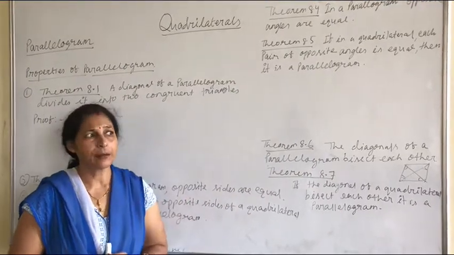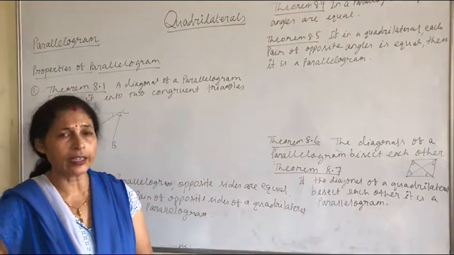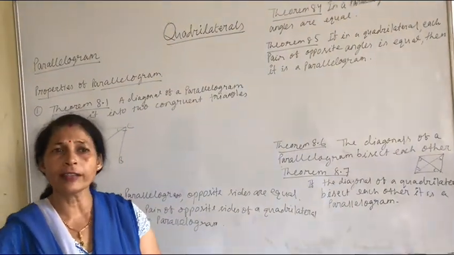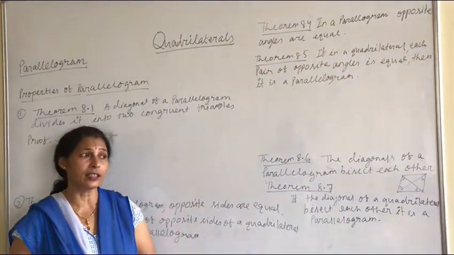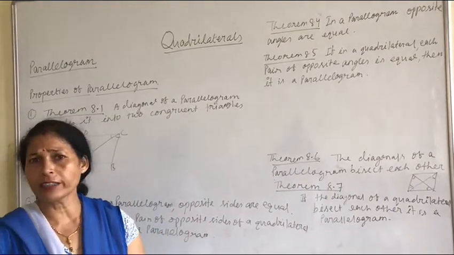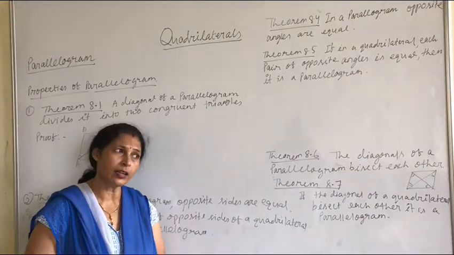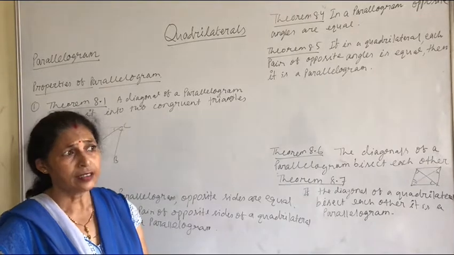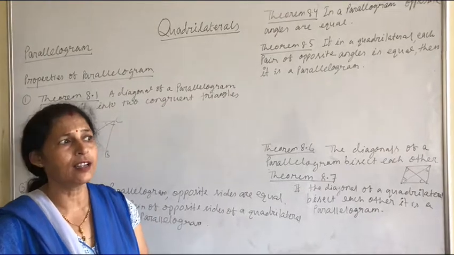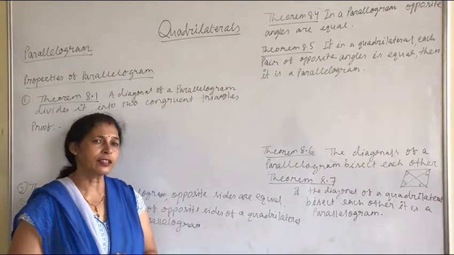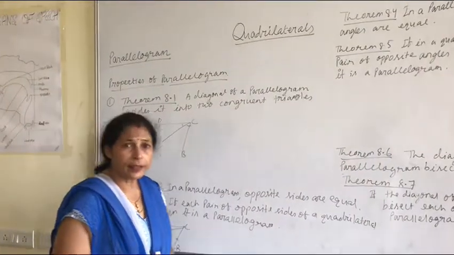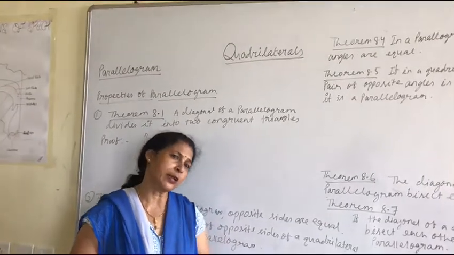Then rectangle: a parallelogram having opposite sides equal and all angles 90 degrees is your rectangle. Then a parallelogram having all sides equal and all angles 90 degrees is your square. Then a rhombus is a parallelogram having all sides equal. Then kite: a quadrilateral having adjacent sides equal is called a kite. These are the types of quadrilaterals. Now in this section I am going to explain the properties of a parallelogram.